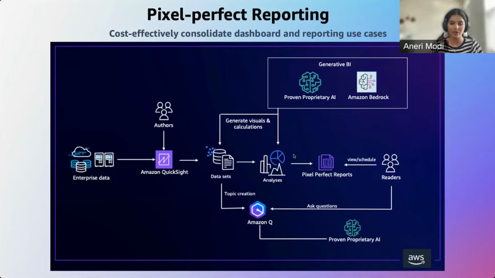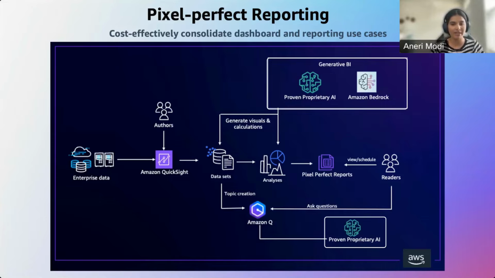So you have loaded your data in Amazon QuickSight and loaded them as data sets. So now as authors, you can go ahead and start by creating analysis on top of that data set, where you can basically create dashboards or pixel perfect reports. So what happens when you use the Amazon Q feature here is that you create a topic which is powered by Amazon Q. And now Amazon Q runs under the proven proprietary AI, which is Amazon Bedrock.